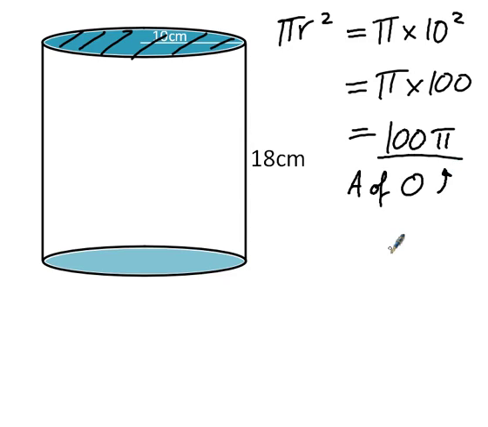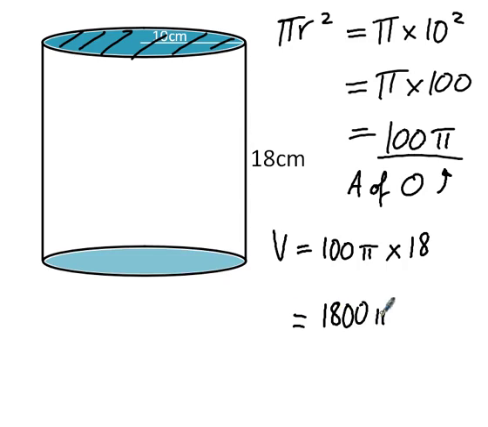Okay. Now I need to find the volume, so I need to multiply 100 pi by 18. So the volume equals 100 pi, that's the area of the circle at the top, multiplied by the height, which is 18. So I get an answer, 1800 pi. Now that's as accurate as I can leave it.